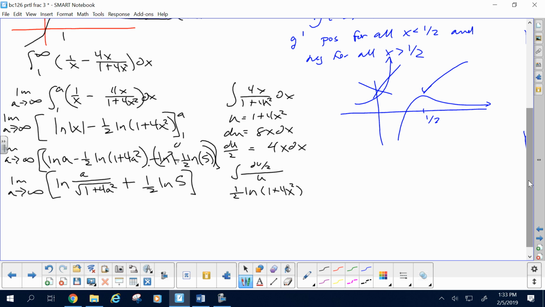Now we're using a little end behavior knowledge. Overall in end behavior, the top is a. The denominator, the 1, doesn't matter so much as a gets big. The bottom starts to approach the square root of 4a squared, or 2a. A over 2a would approach log of 1 over 2 plus 1/2 log of 5. That's your answer.